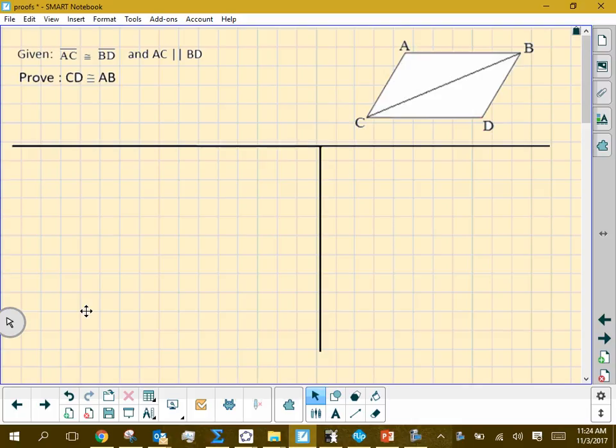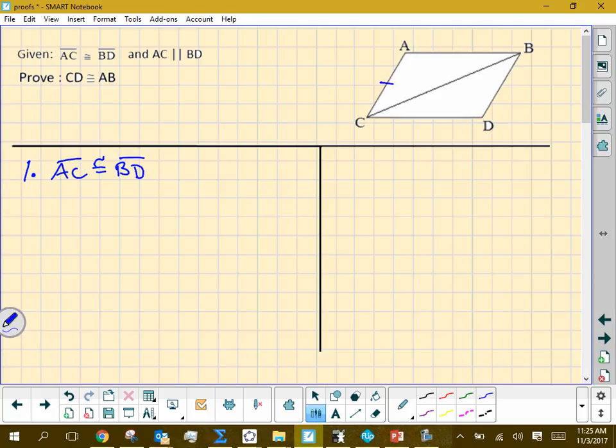All right, so remember what we want to do every time that we are provided with given information that has a congruency in it. You need to put that in your picture. So we've got AC is congruent to BD. Okay, so AC is congruent to BD.